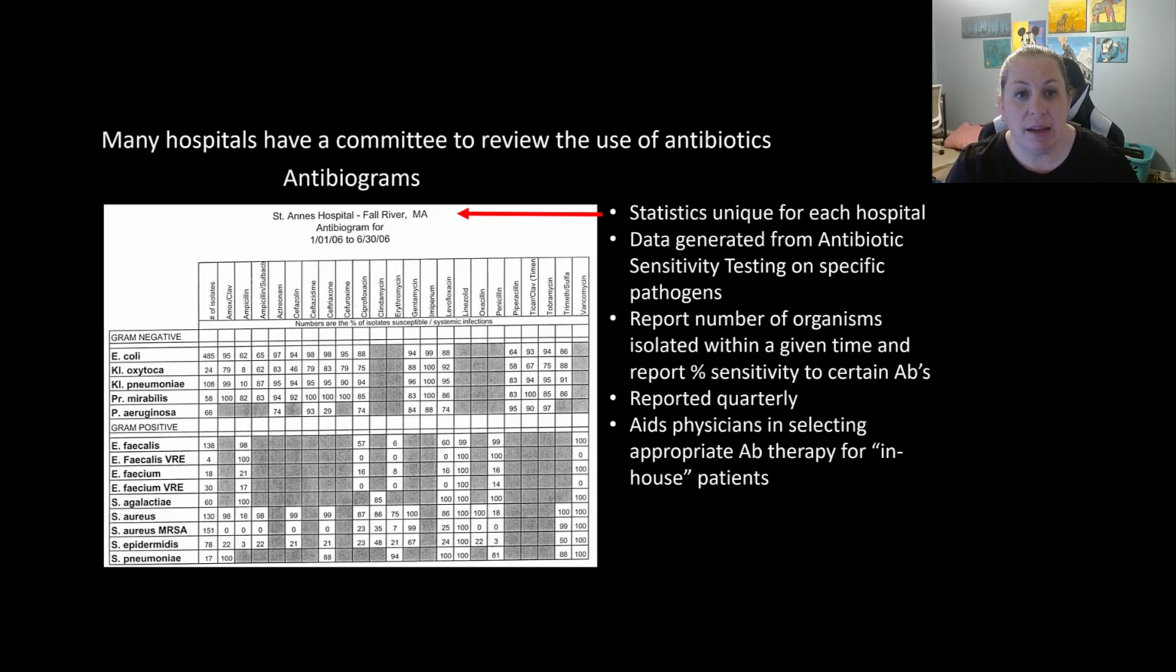Data is generated from antibiotic sensitivity testing on specific pathogens. So this isn't for all infections. It's only going to be for specific ones. They do report the number of organisms isolated within a given time. They report the percentage of sensitivity. They report it quarterly, so several times a year, and this aids physicians in selecting appropriate antibiotic therapy for in-house patients, the patients that are in the hospital, okay? So it helps guide them and direct them based on what infections they are seeing.